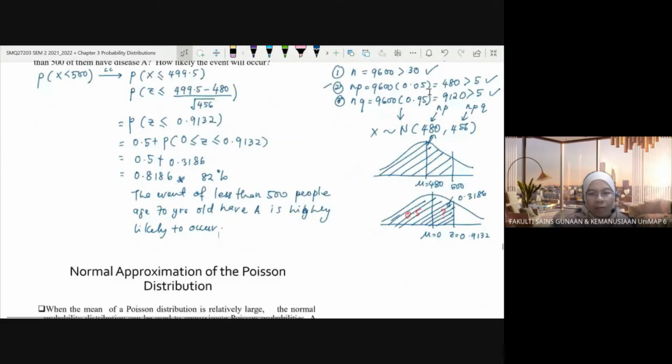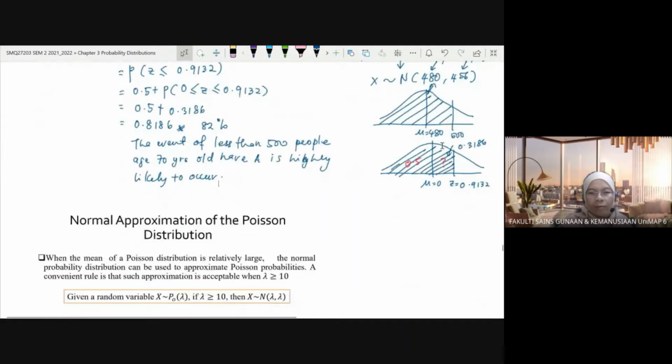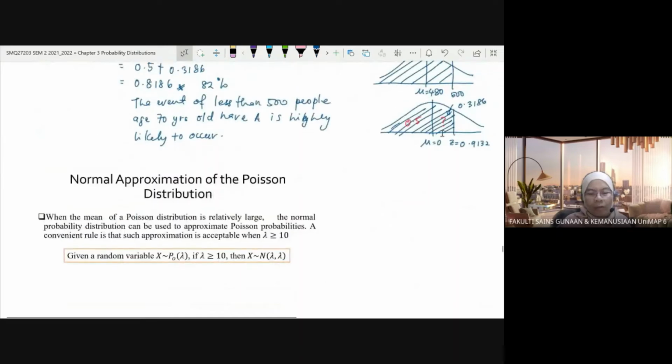What if we have an equation reflecting the Poisson? We know that Poisson only uses one parameter, that will be the mean value or the lambda. So what is the condition that you should check? The condition is just lambda is greater than or equal to 10. It means that if your lambda is equal to 10 or greater, then you can use the normal approximation to solve the equations, the same as what we have for the binomial just now. So how do we approximate them?